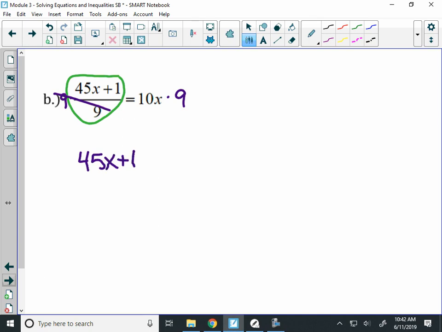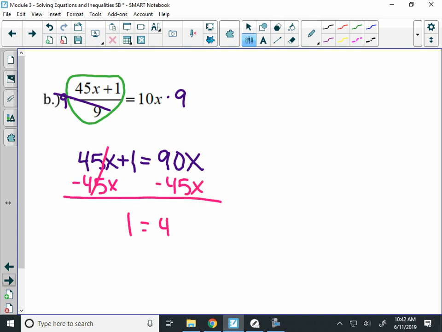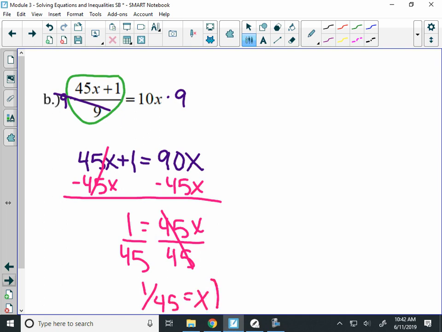It doesn't change, but the right-hand side is now 90x. I have x's on both sides. I'm going to move the left x because that way I still have something on both sides of the equal sign. So I have 1 equals 45x, and all I have to do is divide by 45. Now I can leave that fraction as it is, 1 over 45 equals x. Unless it says to round to a decimal, go ahead and just leave things as an exact fraction.